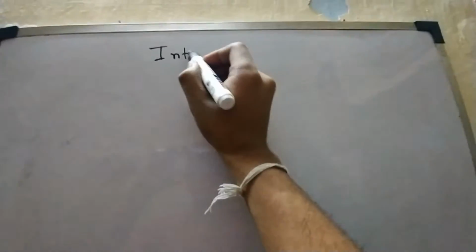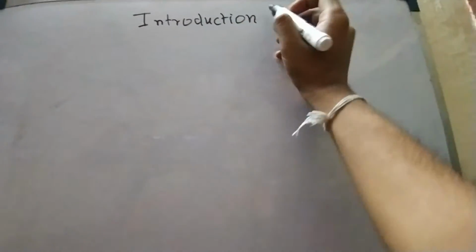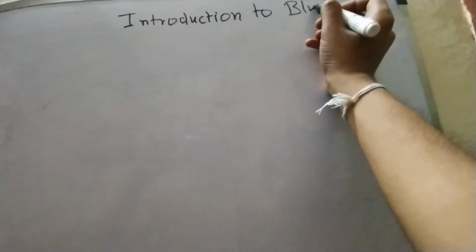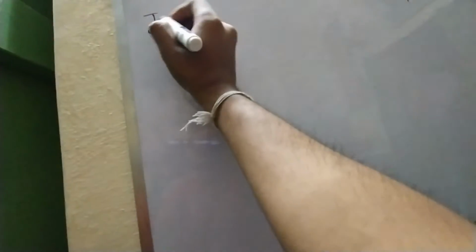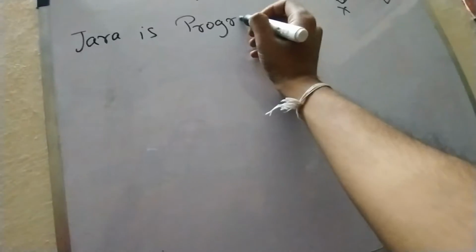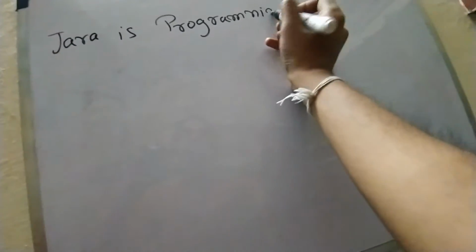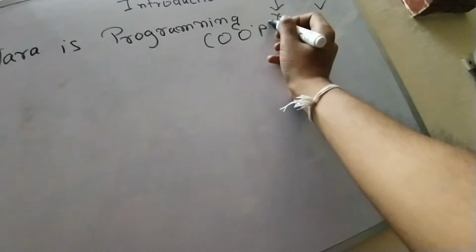So now the next chapter is basically introduction to BlueJ. But before we delve into BlueJ, first we will learn Java. Java is a programming language. Not only a programming language, but it is an object-oriented programming language, OOPs, which we call it.